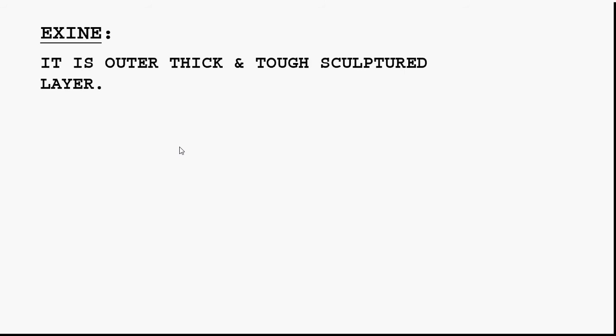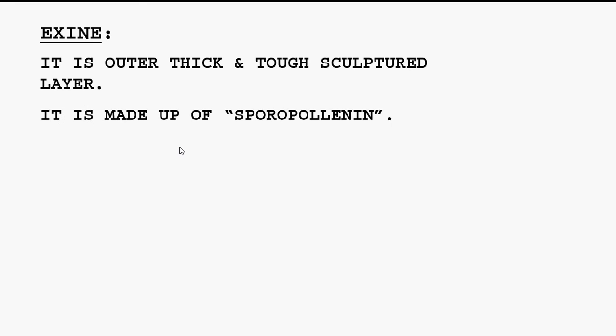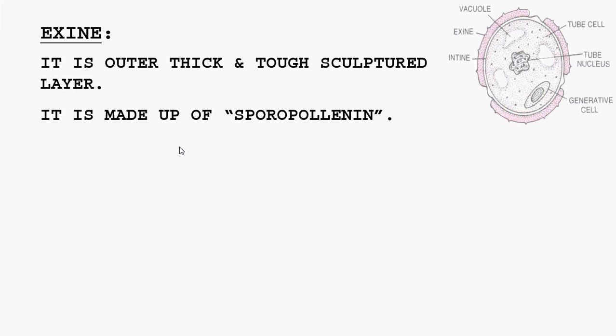Exine is the outer thick and tough sculptured layer. It is made up of sporopollenin, and let's see the diagram. So this outer layer is called exine, and it is made up of a substance called sporopollenin. Let's see what the functions of this sporopollenin are.